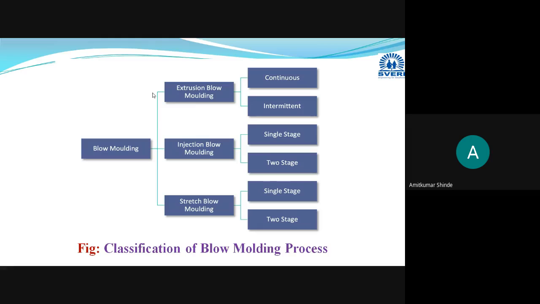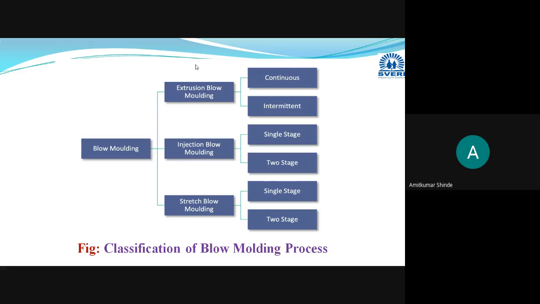Now, on which basis is this further classification done? Depending on the machines used for making the parison or the machine used for performing the blowing operation. For example, I will tell you the extrusion blow molding. Suppose the making of that parison or preform from the thermoplastic material and the blowing operation is performed in a single machine.